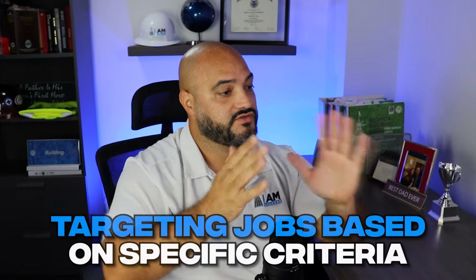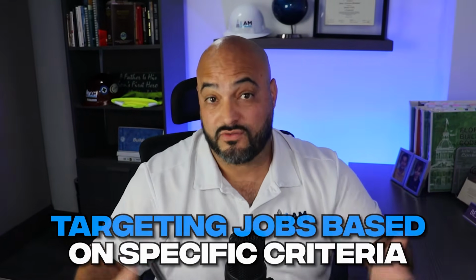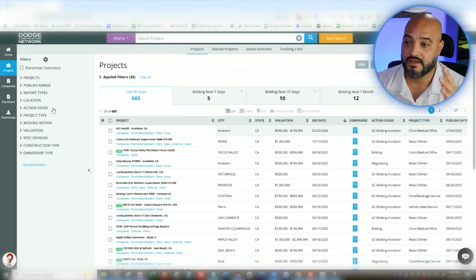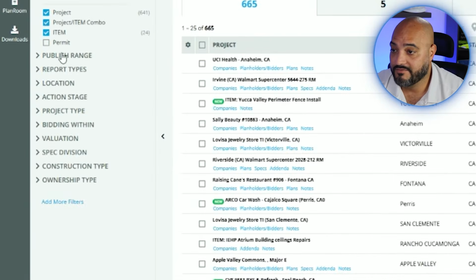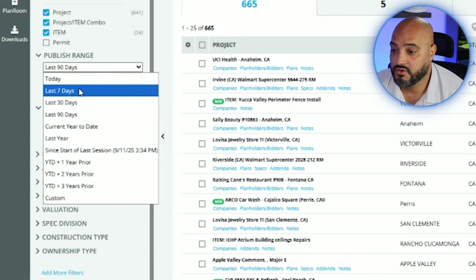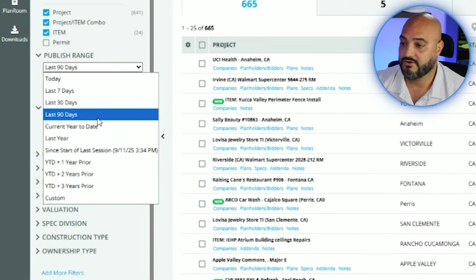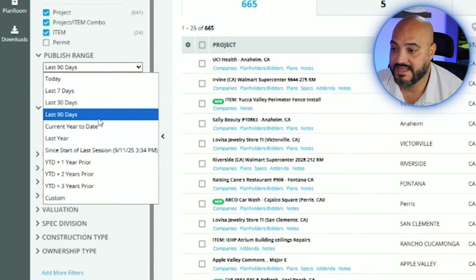So I want you to think of it like a sniper, right? We're going to put our filters and target the jobs based on specific criteria that I'm going to share with you in a second. What I want to focus on is the filters on the left, because this is how you're going to find the right projects. Over here, you're going to have a bunch of options. Published range is how far back you want to see: last 7 days, last 30 days, last 90 days, year to date, etc. I like to go back 90 days, and I'll tell you why.